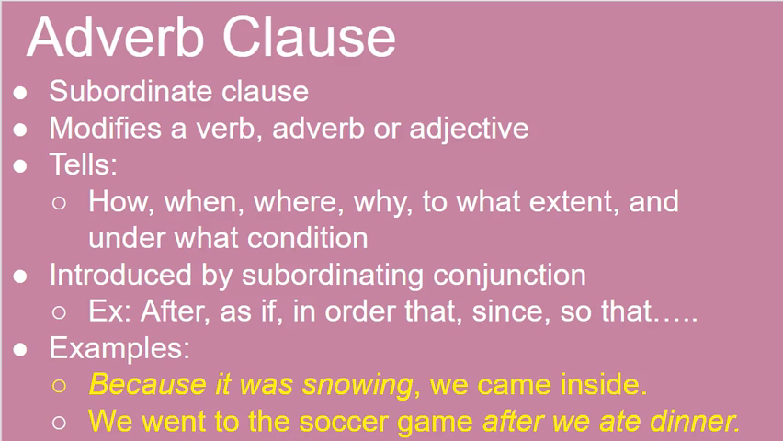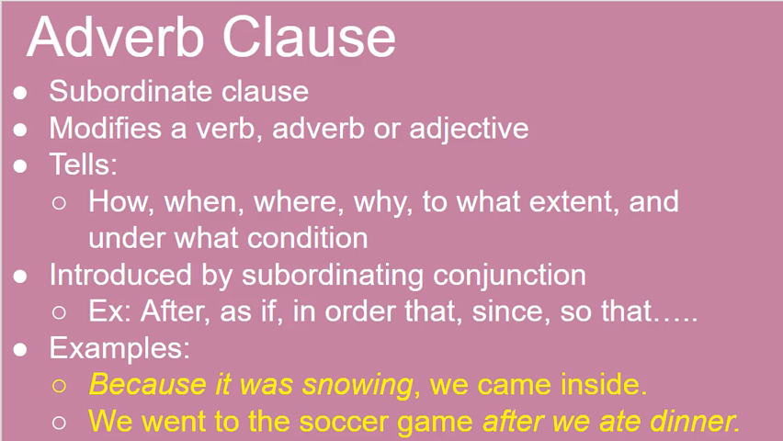Let's talk about an adverb clause now. An adverb clause is also a subordinate or dependent clause. The adverb clause modifies a verb, adverb, or an adjective. It's going to tell you how, when, where, why, to what extent, and under what condition. It's important to remember what it's telling us. It is introduced by a subordinating conjunction. For example, it could use words like after or as if, in order that, since, and so that.